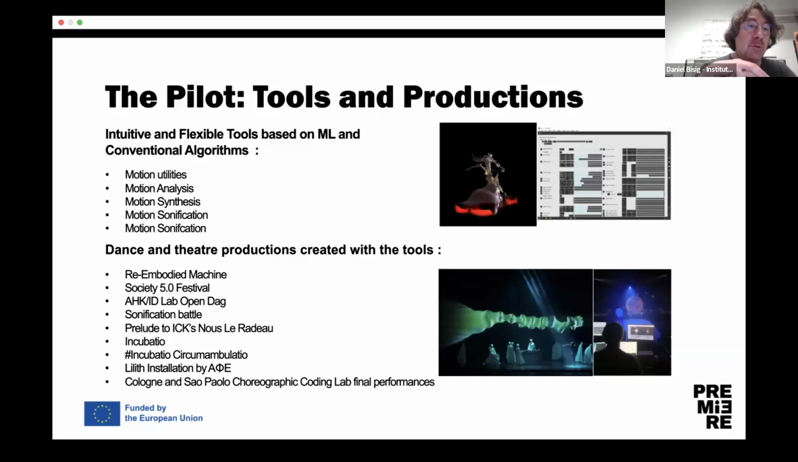Then the tools under the category motion synthesis deal with creating synthetic forms of dance in an algorithmic manner. Tools under motion sonification are meant to translate movement into music, and the tools under motion visualization are the last one. Sorry, there is a spelling mistake. It's visualization. So the motion visualization tools translate movement into computer graphics, essentially.